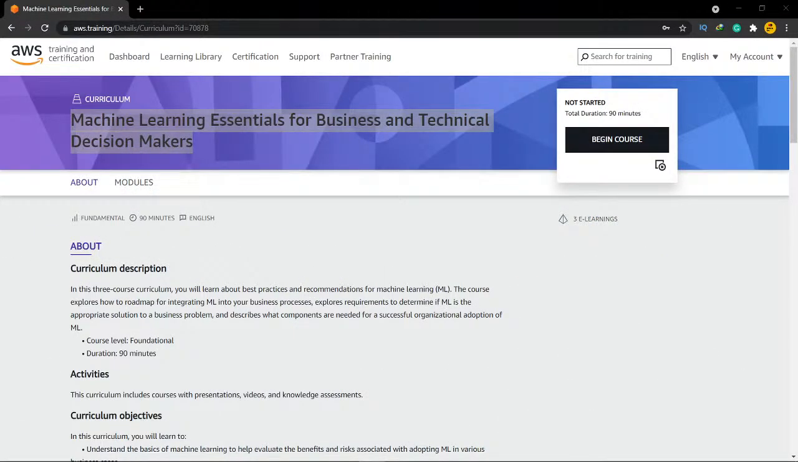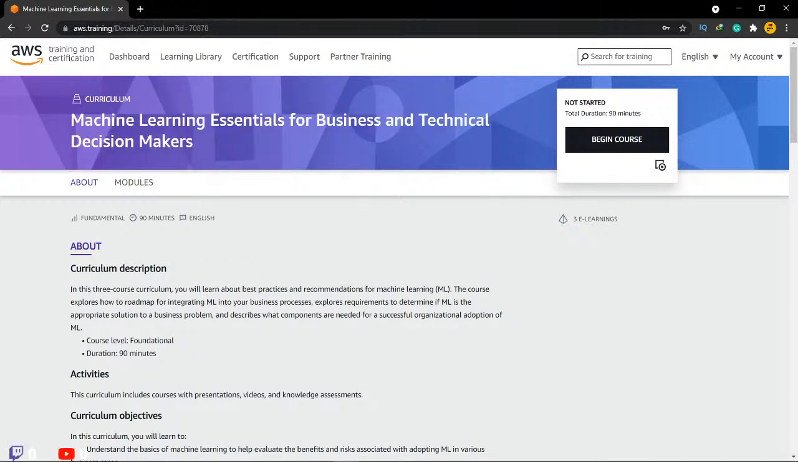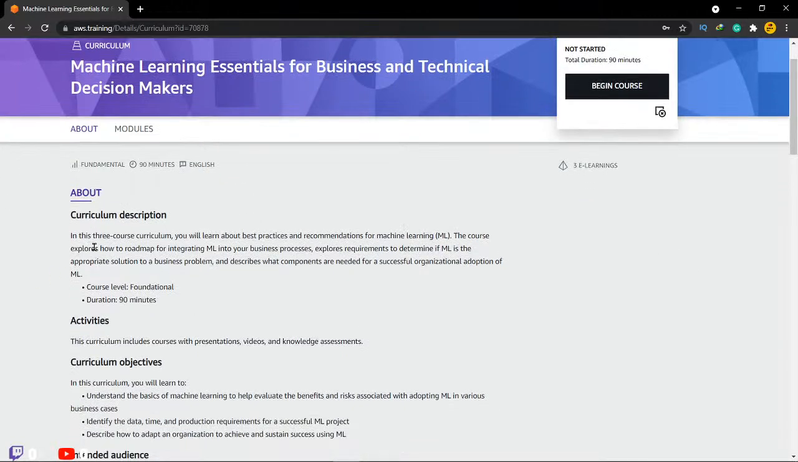So in this, machine learning essentials for business and technical decision makers by AWS training and certification. What we are going to do is begin this course with the curriculum description. In this three course curriculum, you will learn about best practices and recommendations for machine learning.